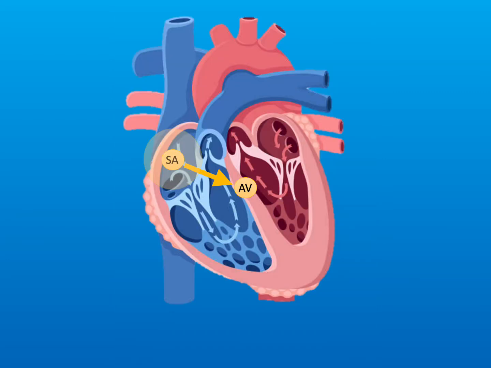The reason why the narrow complex is a narrow complex is because the impulse travels down the fast conduction system, down through the AV node, through the His bundle and the fast conducting Purkinje fibers. So what we see on the trace is a rapid depolarization of the ventricles using this network of fast acting fibers.